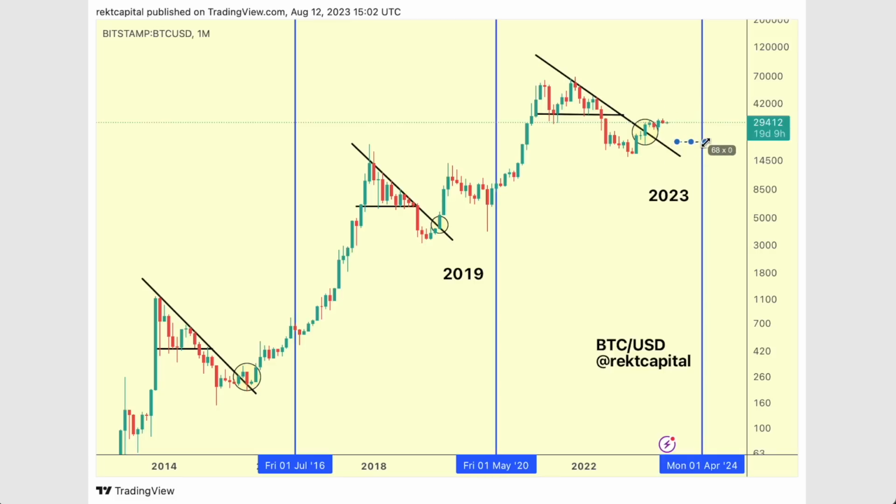But there is scope for a revisit into 20K, maybe even sub 20K later this year or even earlier in 2024, whether that's going to be more of a pre-halving retrace or just a normal correction from the local top like we saw in 2019.